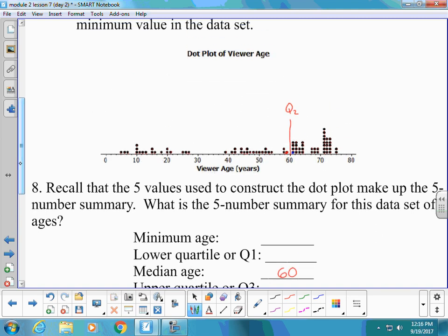Now, on each side of that line, Q2, there's 40 dots. So now we want to take those 40 dots and we want to cut those in half. So half of 40 is 20. So I'm going to cut those 40 dots in half. So let's find where 20 dots are located. So I'm going to start counting over again. 1, 2, 3, ... 18, 19, and here's 20 dots right here.